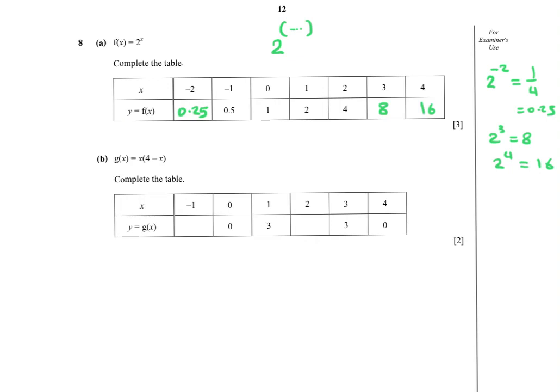Let me complete the second table. In the same way you can complete it by putting x, then finding y. You get negative 1 and negative 5, 2 and 4. Now let's plot the points.